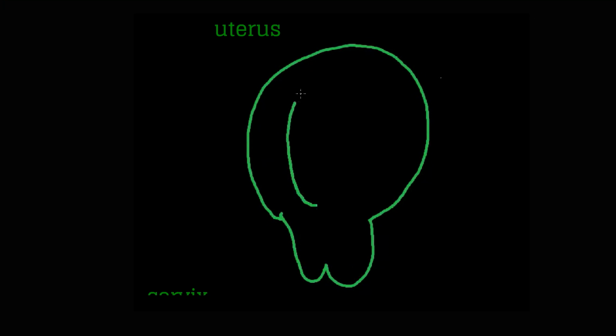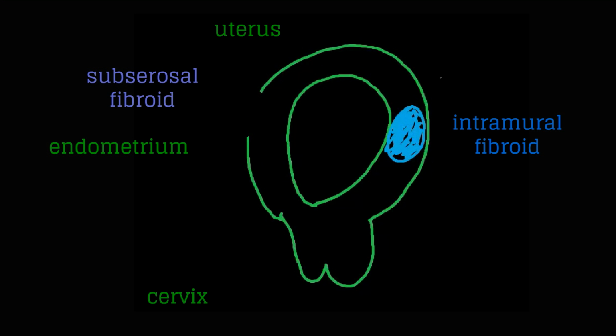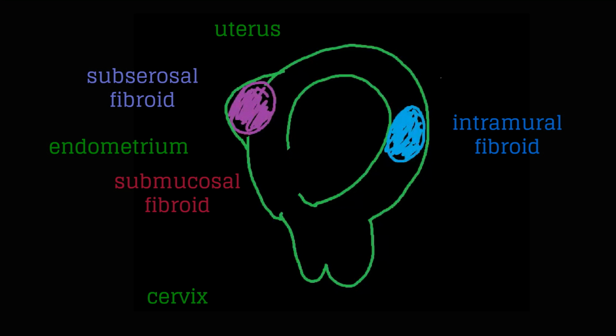Here is the uterus, cervix, and endometrium. The first type of fibroid is an intramural fibroid, which is entirely within the wall of the uterus. The second type of fibroid is a subserosal fibroid, which is located beneath the serosal layer of the uterus. The third type of fibroid is a submucosal fibroid, which is located just beneath the endometrium.